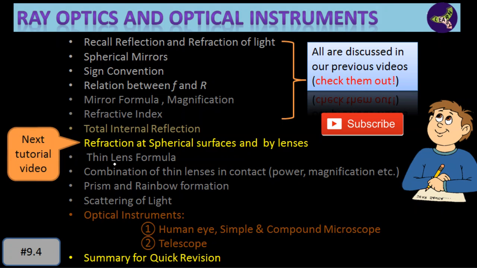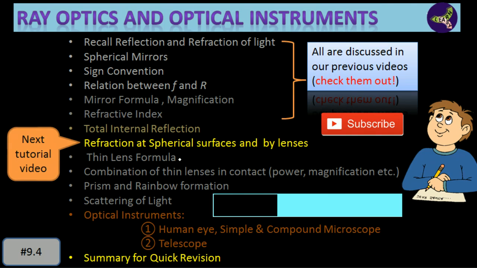Then we will discuss the thin lens formula, which is a very important formula. Then we will discuss combination of thin lenses, then prism and rainbow formation, how a rainbow forms. We will discuss all these things. Then we will also discuss scattering of light. Then we will discuss some optical instruments like telescope and compound microscope.